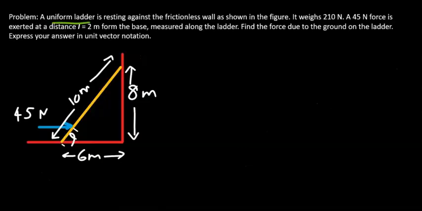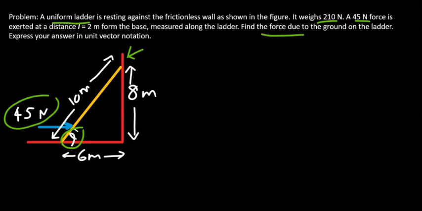A uniform ladder is resting against a frictionless wall. It weighs 210 newtons. A 45 Newton force is exerted at a distance L equals 2 meters from the base, measured along the ladder, and it's exerted on the ladder. Find the force due to the ground on the ladder. Express your answer in unit vector notation.